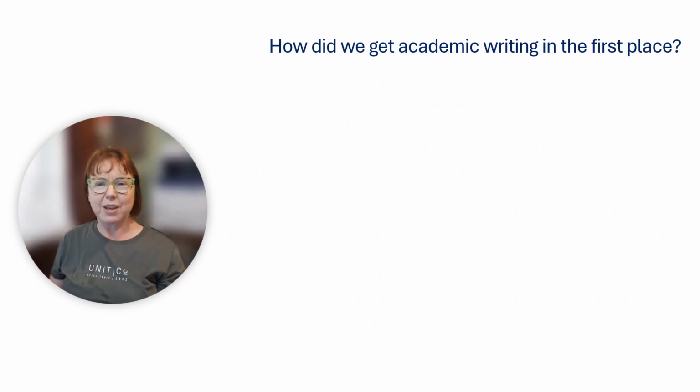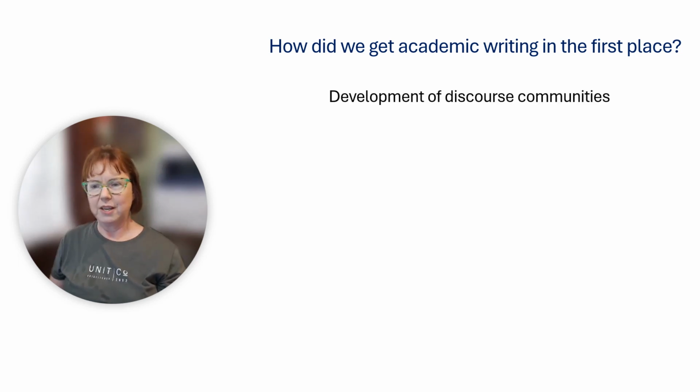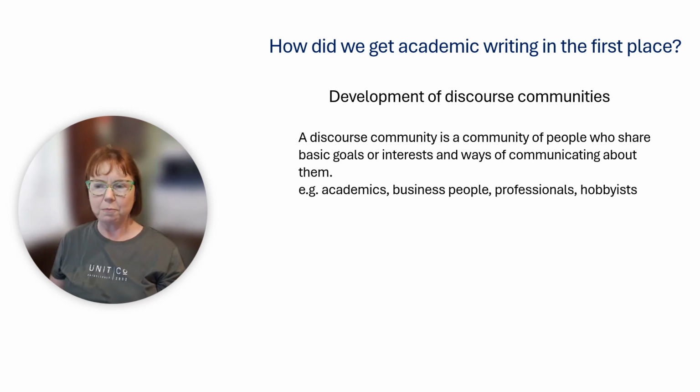How did we get academic writing in the first place? It arises from discourse communities, and a discourse community is a community of people who share basic goals or interests and ways of communicating about them. Probably the most common that we think of are academic discourse communities, so academics within particular disciplines. But there's many other types of discourse communities, including those that centre around industries, professions, types of business, and even hobbies and sports have their own discourse communities.